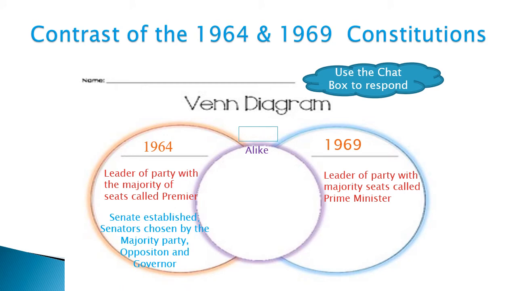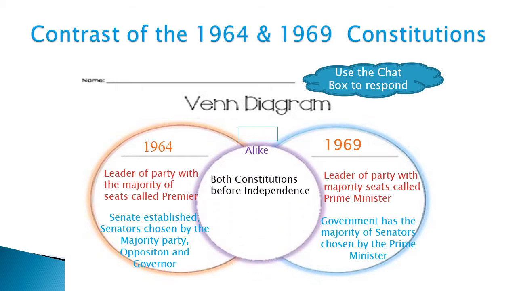The Senate was established in 1964, and the majority of senators were chosen by the majority party, the opposition and the governor. In 1969, whoever forms the government would have the majority of senators in the Senate. And today, the Prime Minister, who would be the head of the government, would be allowed to choose more senators than the leader of the opposition, which today is the PLP.